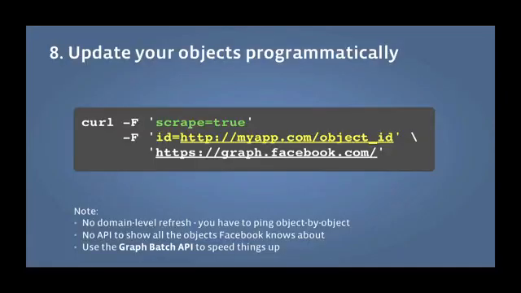And the way to do that is by posting to graph.facebook.com/?id= and then the URL of your object, and passing the parameter scrape=true. And that forces Facebook to re-scrape your object and update the metadata. One of the things that we don't have yet is the ability to do that on a domain-wide basis. You have to do that right now yourself for every single individual object. If you have 1,000 recipes, you'll need to make that call 1,000 times.